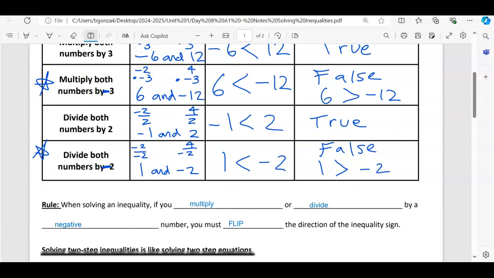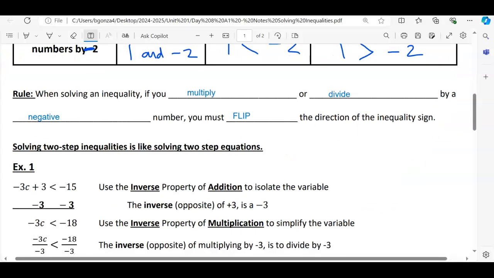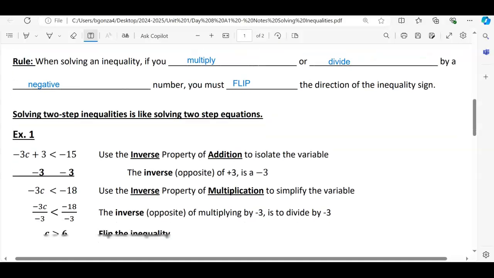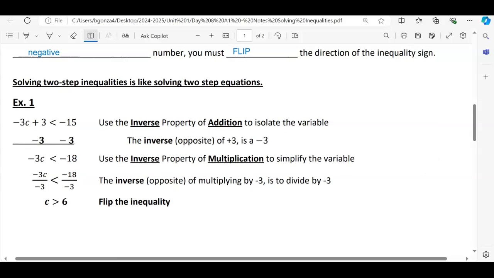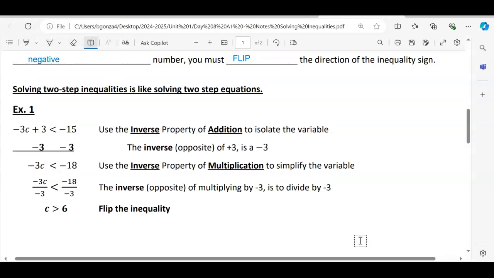All right, so that's the rule for today. Today is just like solving equations, but there's an inequality sign. The main thing we got to know is when do we flip it. So look at example 1 here. Y'all ready? It's already filled out, so you don't have to write it, but I want you to look. Is everyone looking right here? Example 1, negative 3c plus 3 less than negative 15.